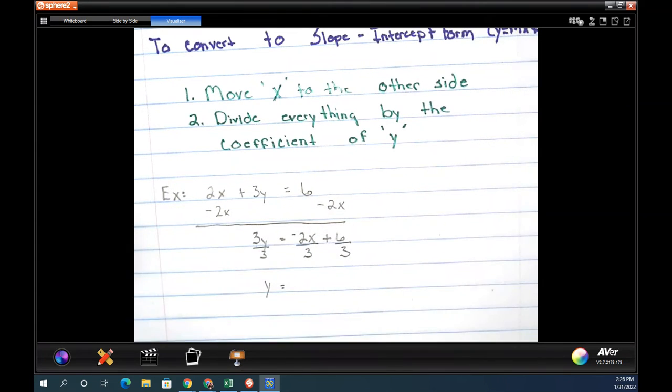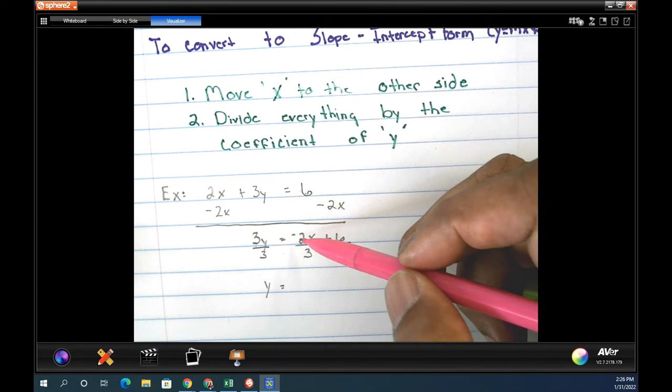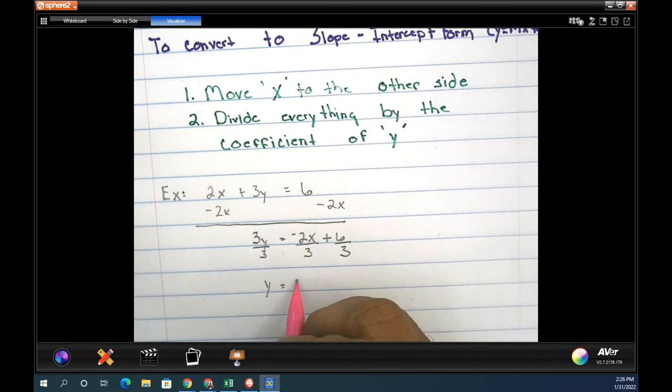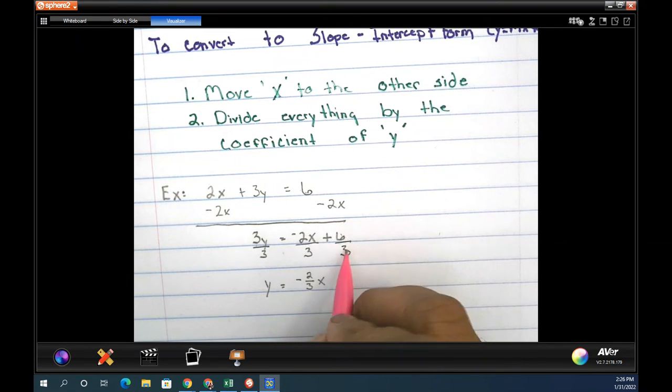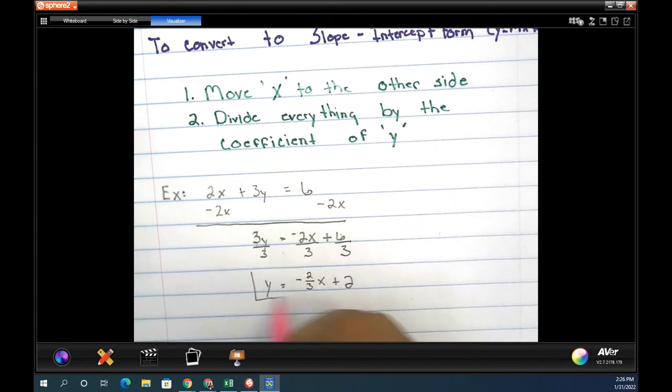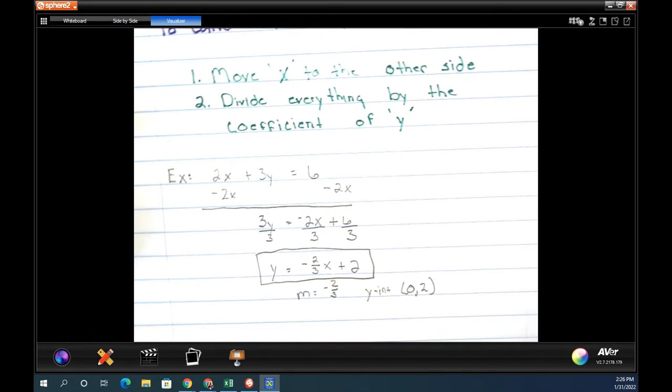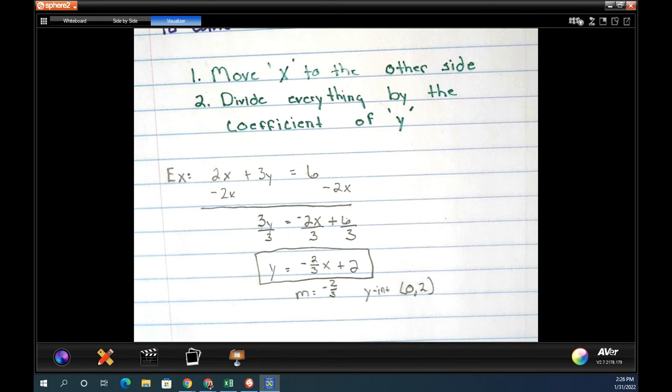Negative 2/3. Here's what you can do. You can put in your calculator. Control divide. Negative 2. Down arrow 3. See if it reduces. It doesn't. So you have negative 2/3 x. 6 divided by 3 is 2. We are now in slope intercept form, where the slope is equal to negative 2/3 and the y-intercept is located at 0, 2. You got to spit out all that information right there. Okay?